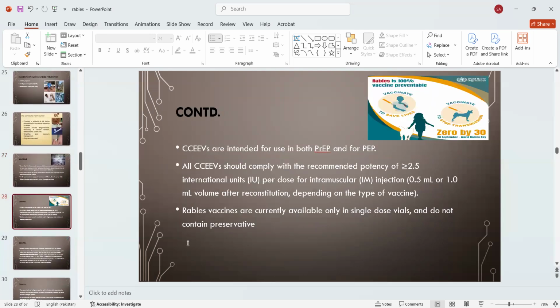Cell culture vaccines are intended for use in both pre- and post-exposure prophylaxis. All cell culture vaccines should comply with the recommended potency of more than 2.5 international units per dose for intramuscular injection. The rabies vaccines are currently available only in single-dose vials and do not contain preservative.